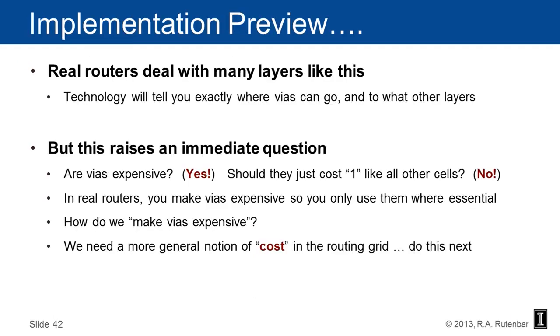So just a little quick implementation preview here. We're still sort of talking about feature stuff. Real routers deal with many layers like this. The technology will tell you exactly where the vias can go and to what other layers. And more or less in a modern technology, you can put the vias wherever you want. You can put them on top of each other, so you can have a path that goes from metal 1 to metal 2 to metal 3 to metal 4 to metal 5 to metal 6 to metal 7. You can put the vias, it's what's called a via stack. The maze routing method just works great.